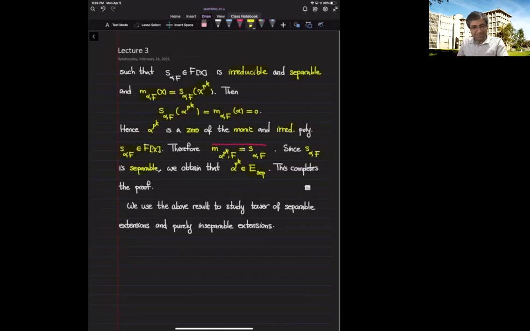Okay, so I stop here. We continue using this in the next lecture to study towers of separable extensions and purely inseparable extensions.